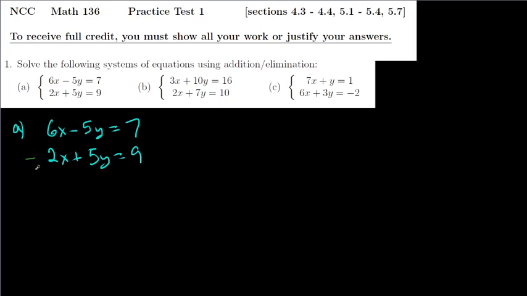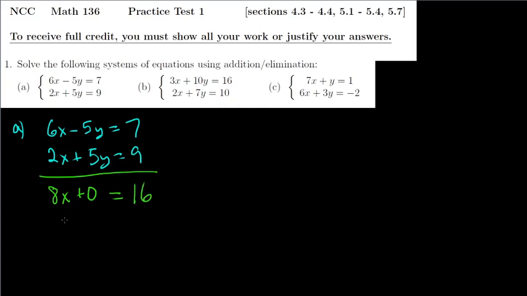However, hopefully you realize that we don't have to do anything here. All we have to do is just add the two equations. We eliminate y automatically, right? Because one equation has a coefficient of -5, the other is a +5. So when you add them, they cancel, right? They add up to 0. So 6x plus 2x is 8x. -5y plus 5y is 0y, right, which is just 0. And that's going to equal 7 plus 9, which is 16.